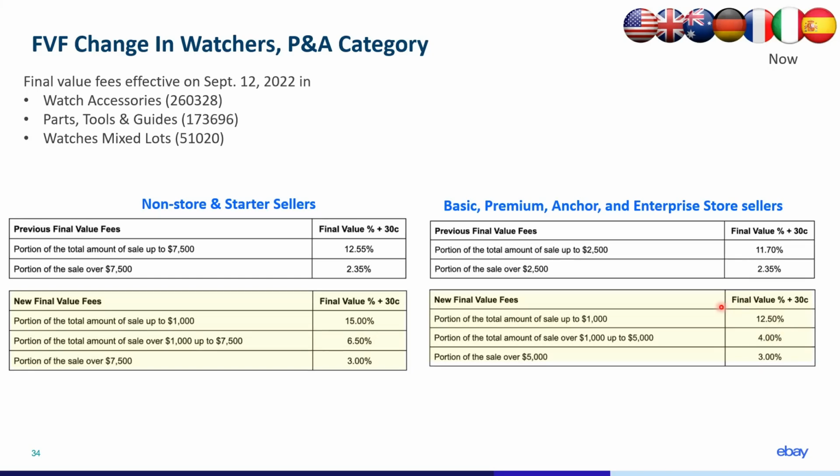For total sales over $1,000 and up to $7,500 will be 6.5% for non-store and starter sellers and 4% for other tier store sellers. For total sales over $7,500 will be 3% for all sellers, either non-store or store sellers.